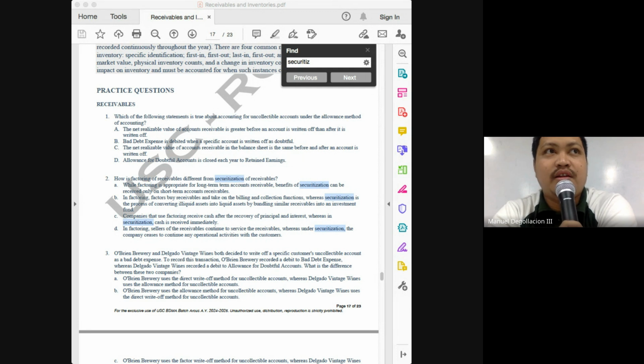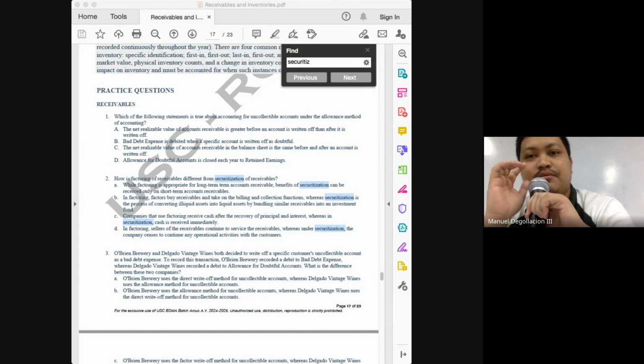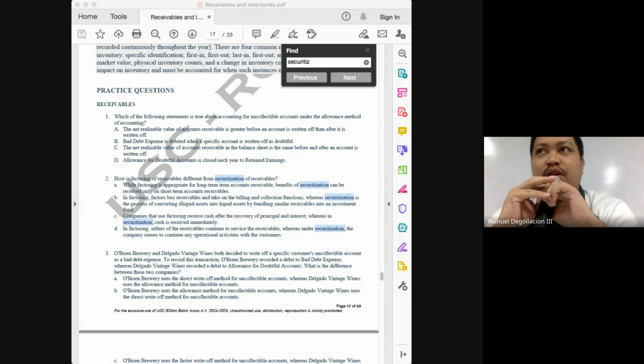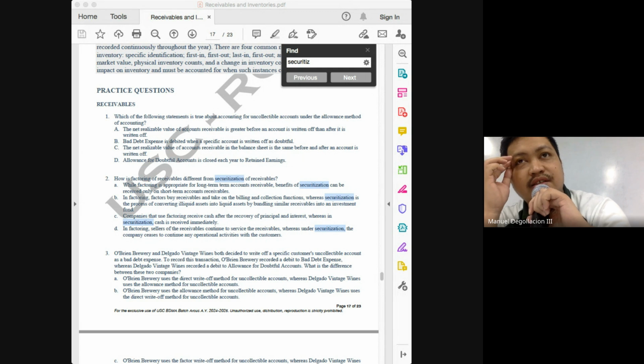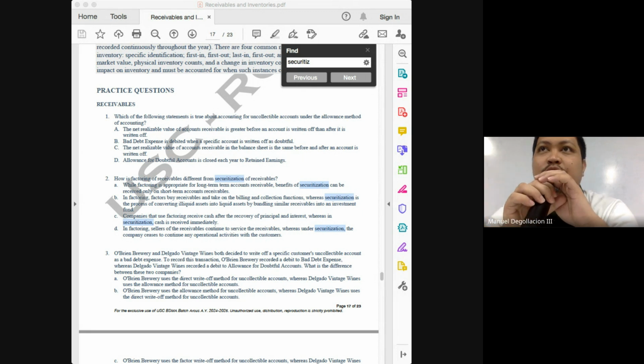Why? How do you get the net realizable value, class? Gross receivables minus allowances. Again, how do you get your net realizable value? The gross receivable minus your allowances. And in most problems, only one allowance account would be relevant, or only one allowance account would be used. And what allowance account is this? Is your allowance for doubtful accounts.